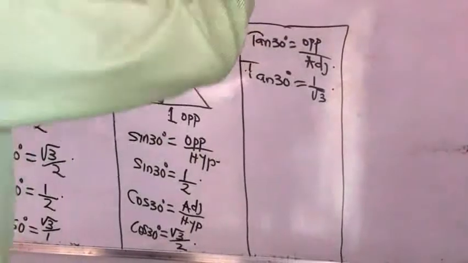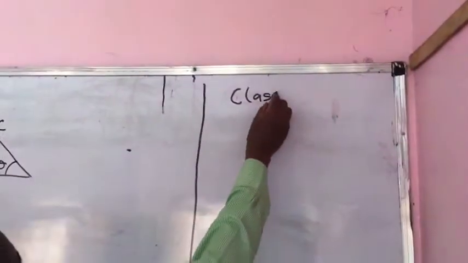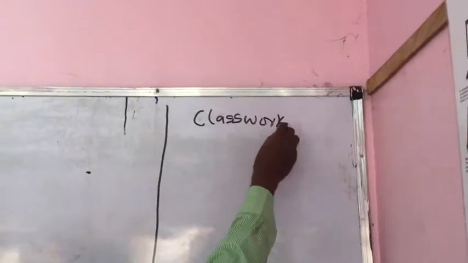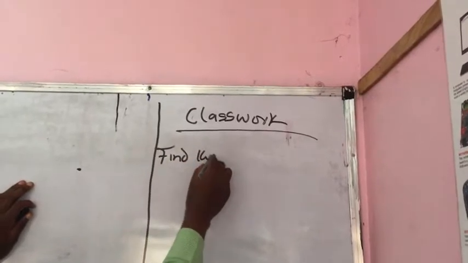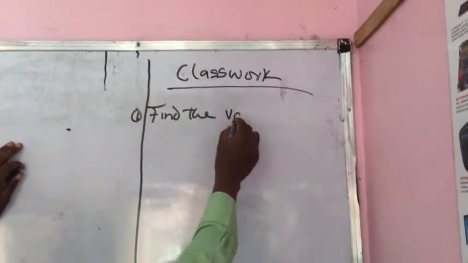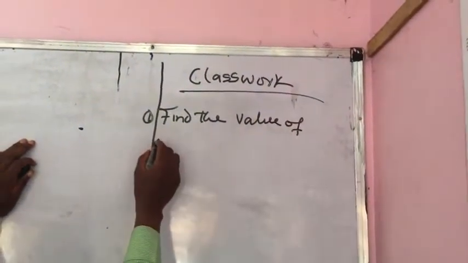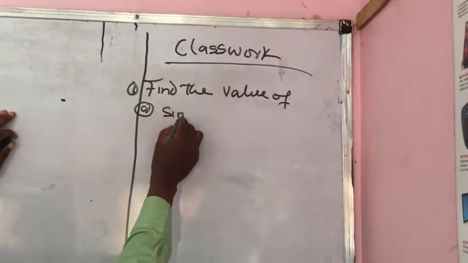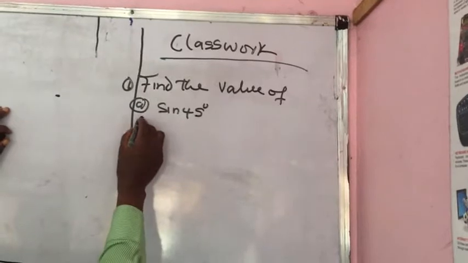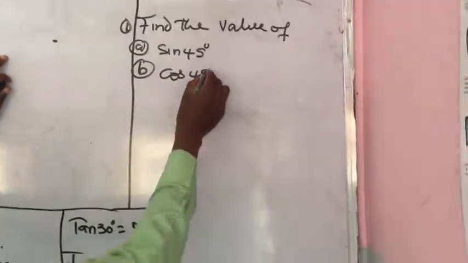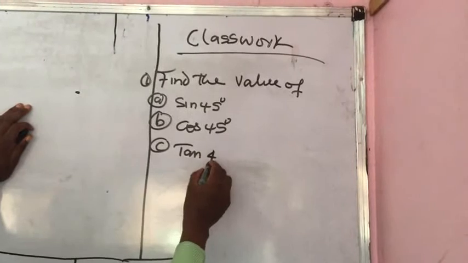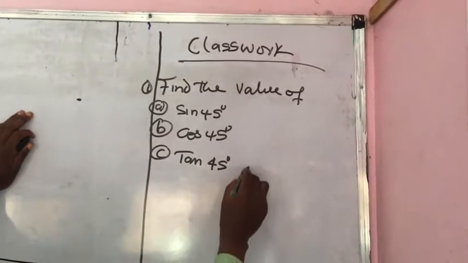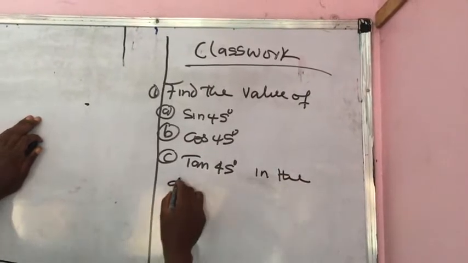So your assignments or classwork. Find the value, number 1, of A, sin 45, B, cos 45, C, tan 45, in the diagram below.